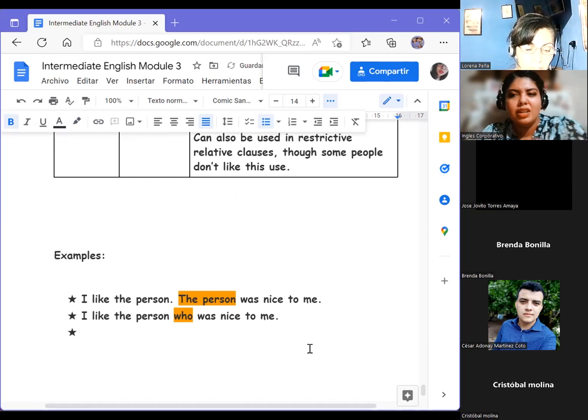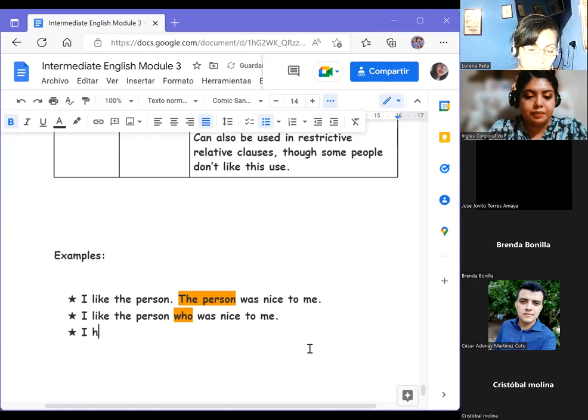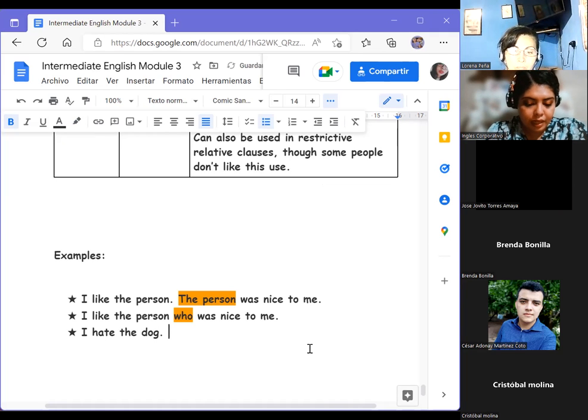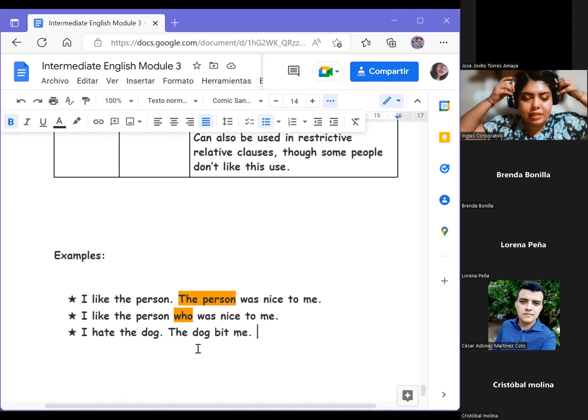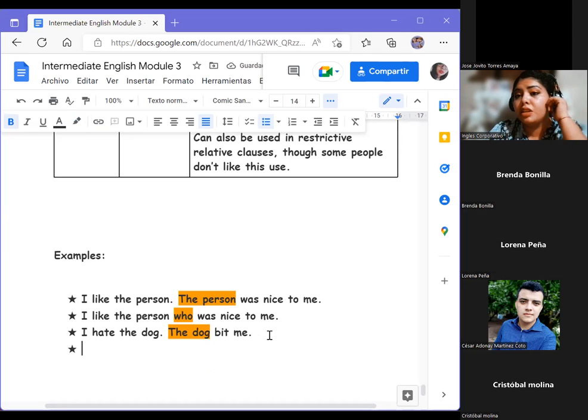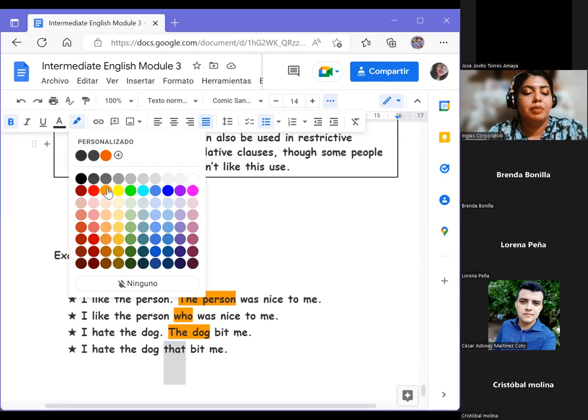Then we have another one that is a kind of ugly sentence. It is an example. I hate the dog. The dog bit me. And in that case, the subject for that sentence is the dog. And now we are going to transform that sentence using a relative pronoun. And we have, I hate the dog that bit me. And we have the pronoun that.